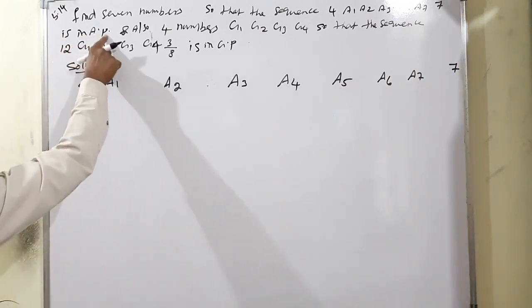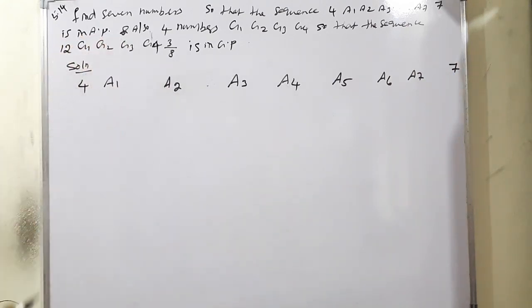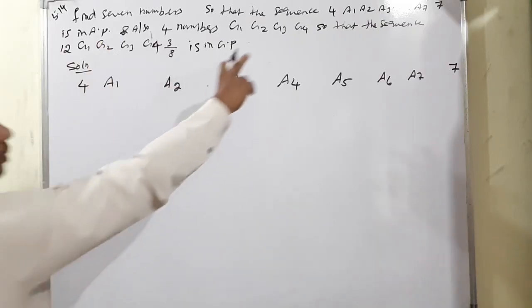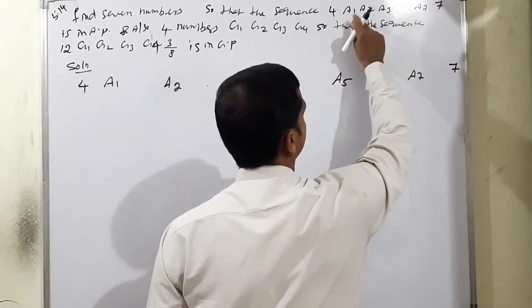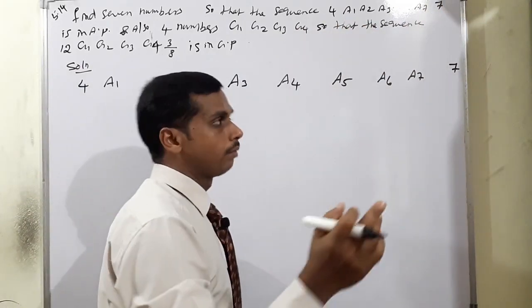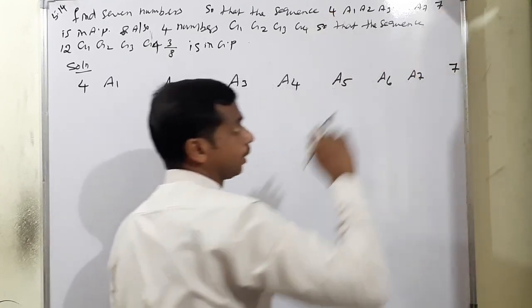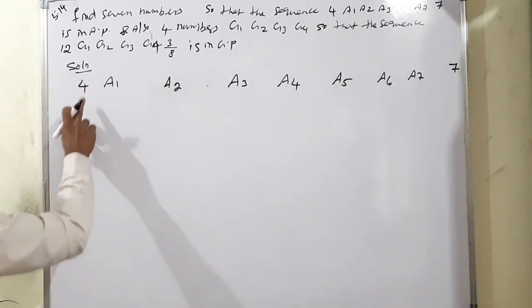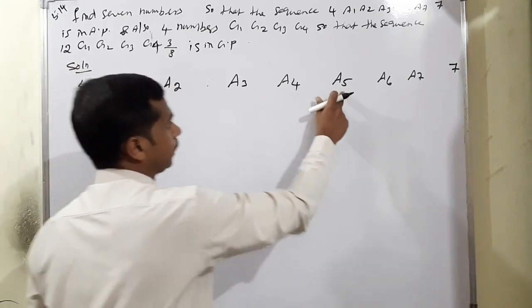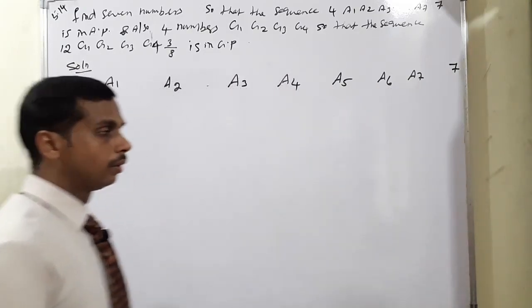Now it's in AP. Look at the condition, we need 7 numbers, isn't it? The series is from 4 to 7. So A1 to A7, total 7. Then 7 plus 1 is equal to 8. On the opposite side, one more number, that is 9. So total 1, 2, 3, 4, 5, 6, 7, 8, 9. It's correct now, the sequence.